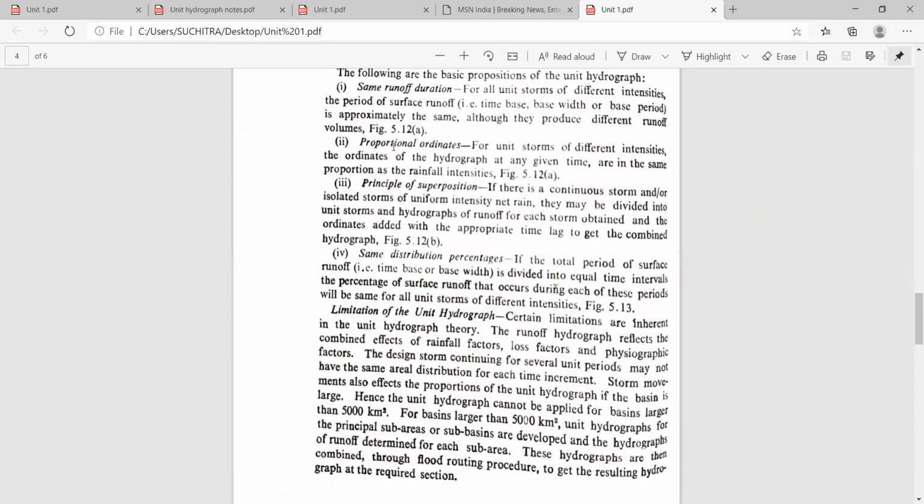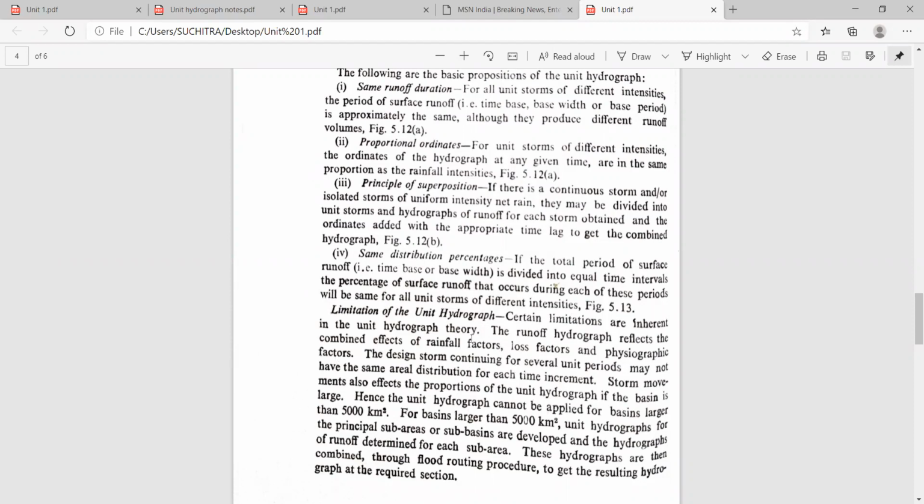The first one is proportional ordinates. The second one is the principle of superposition, that means you are combining the continuous storm which is divided into unit storms, and combining the ordinates of these unit storms to get a combined hydrograph. And if the total time period is divided into equal times, the percentage of surface runoff that occurs during each of these time periods will be the same for all unit storms of different rainfall intensities. And these are the limitations of unit hydrograph theory.